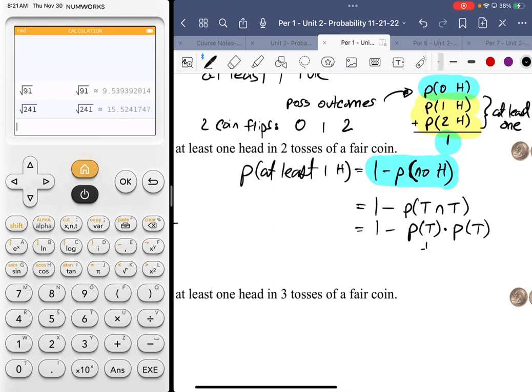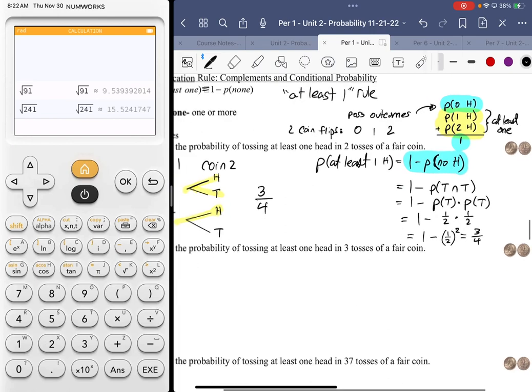All right, probability of tails is 1/2, 1/2. It's happening twice. I could write that as 1/2 to the second power, or I could just do the operation and pop it into a calculator. I'm writing it this way in particular because in the next problem, we're going to have to find the probability of at least 1 heads in 3 tosses, so that power is going to come into play. Regardless, I'm going to get 3 out of 4.